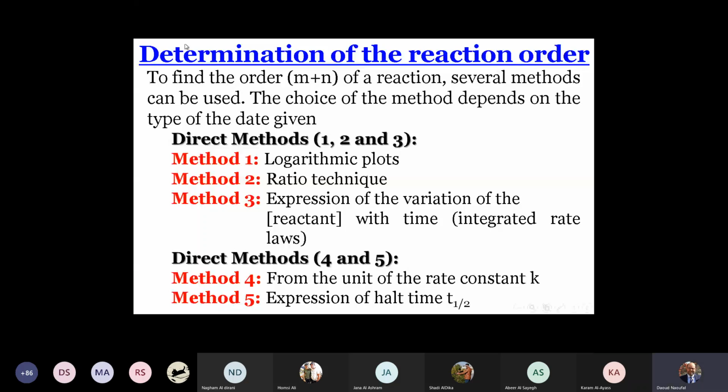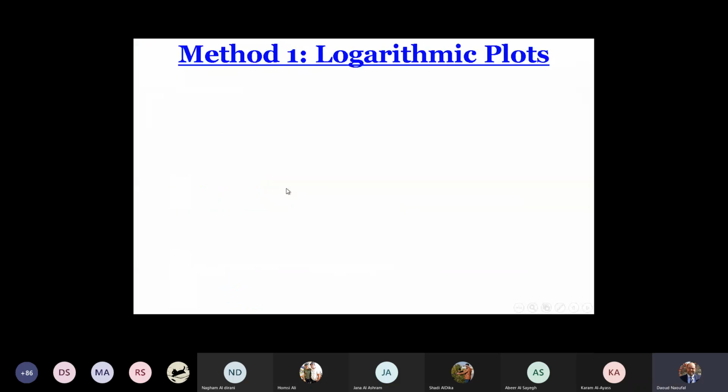I will explain method number 1, which is the log plot. The question is: consider the following reaction, A plus B gives C plus D. Find the rate law expression for this reaction.